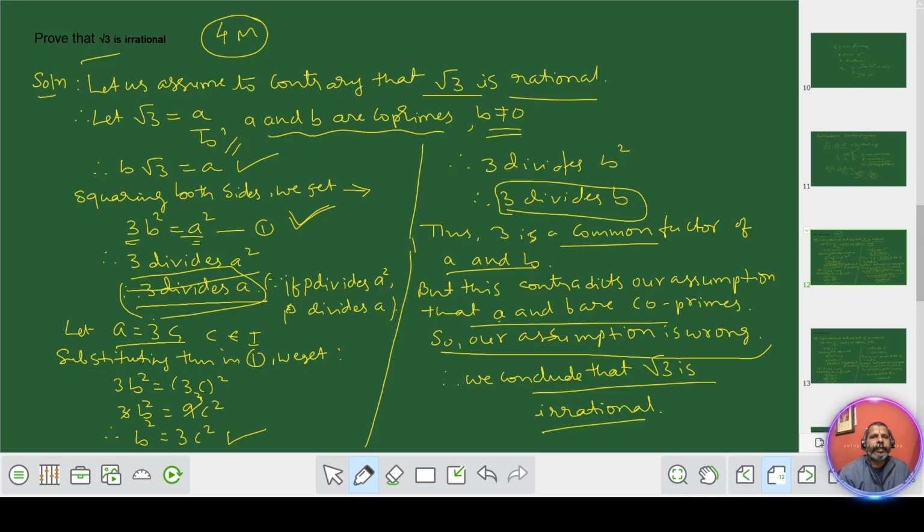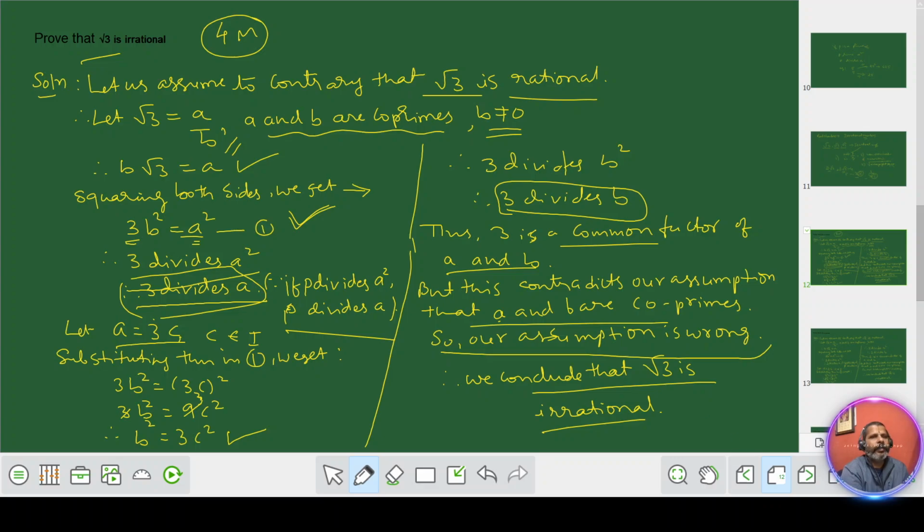I hope these steps are clear. These steps you have to somehow remember, and you write the reason also: if p divides a square, p divides a also, for making 3 divides a. Okay. This is for 4 marks.